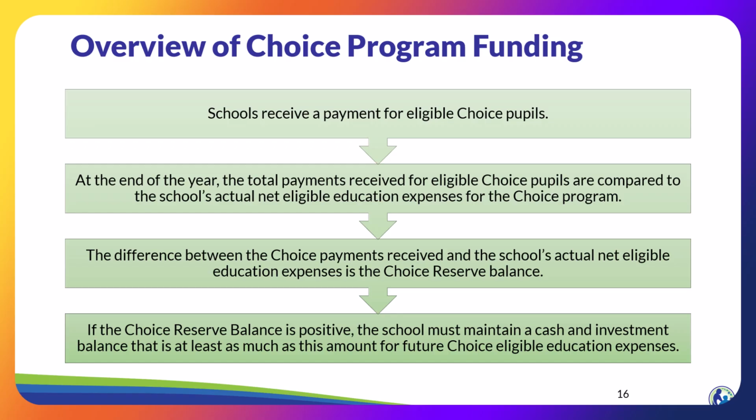The program revenue included in the reserve balance calculation is the choice program revenue related to the school year and the revenue received from the choice program for summer school. If the school offers summer school, it is considered to be revenue for the following fiscal school year. For example, revenue from summer school held in 2026 would be considered revenue for the 26-27 fiscal school year.